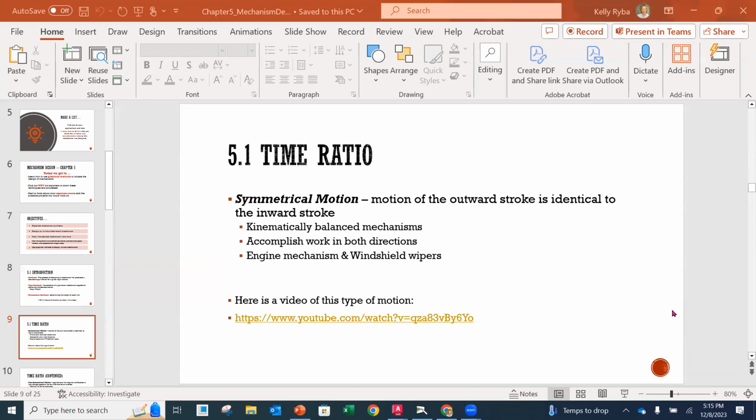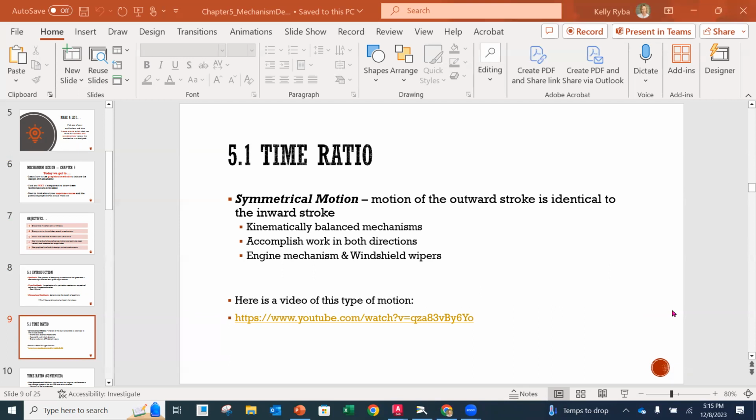There are two distinct types of motion. One is symmetrical motion, and the other one is non-symmetrical. Symmetrical motion is exactly what it sounds like. It means that whatever the outward stroke is, for instance, on a piston or on a crank slider mechanism, the outward stroke is going to be exactly the same amount as the inward stroke, but timing wise as well. So it's going to be the same time interval in and out and in and out. And so we say that that's kinematically balanced.